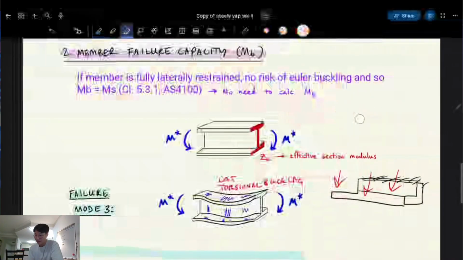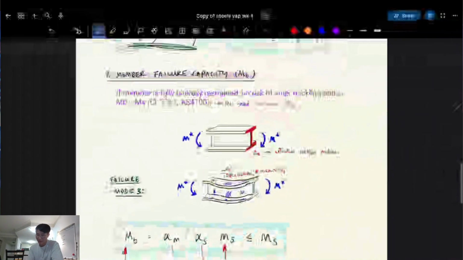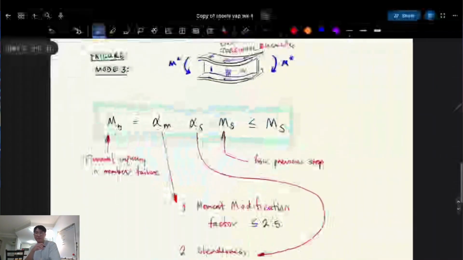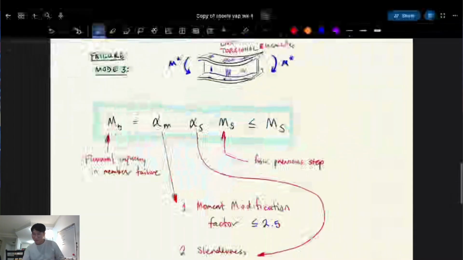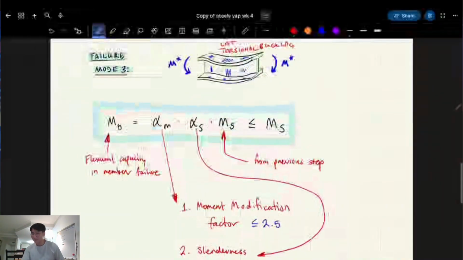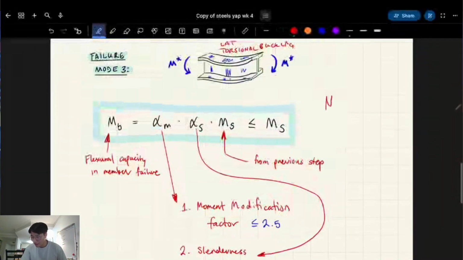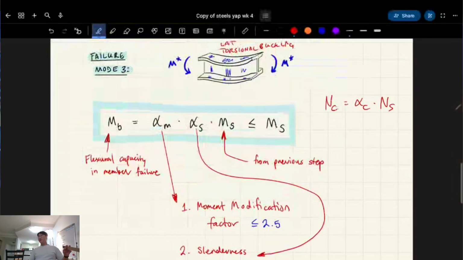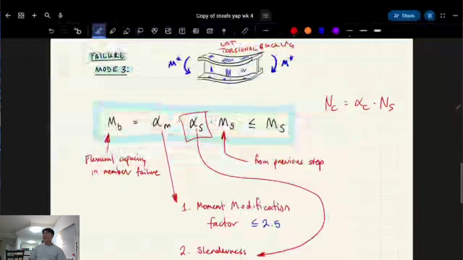But if it's not, which is most cases, we have to do this next part. So MB is equal to alpha M, alpha S, and MS, which we found. It's very similar to compression in terms of how the formulas are presented. Remember in compression, NC is equal to alpha C and NS. Alpha C was the slenderness reduction factor in compression. Now we have a very similar one, alpha S, the slenderness reduction factor for bending.